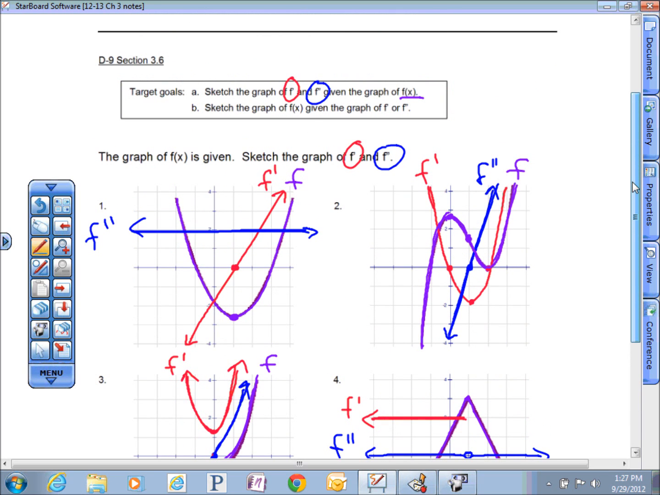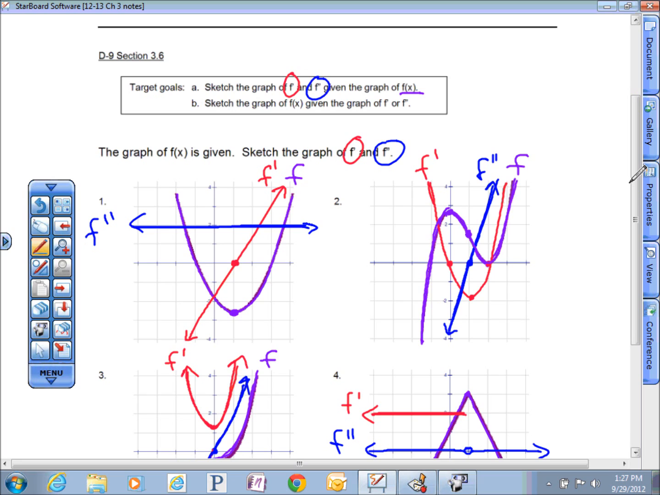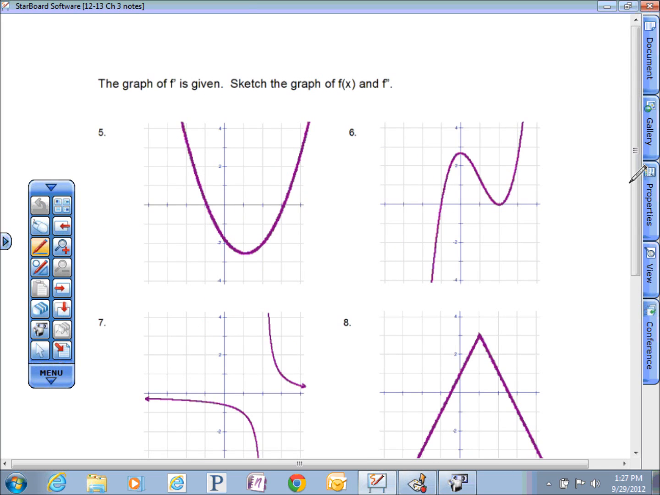A lot of stuff going on there. What happens on this second page? The second page we're going to change the rules. The second page, we're going to do the same thing, but this time these are now the graphs of f prime. So these are now your derivative graphs. So I'm going to make purple. Purple is now f prime. So this is f prime, f prime, f prime, f prime.